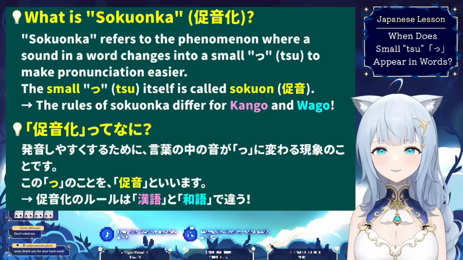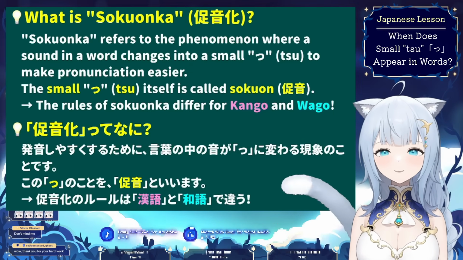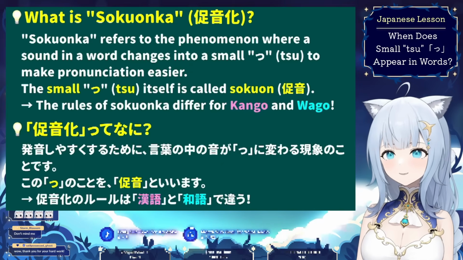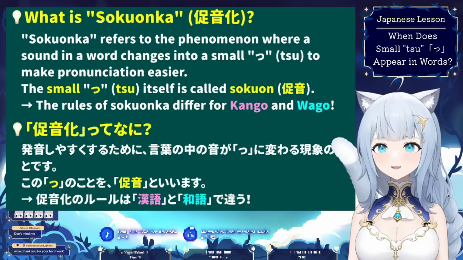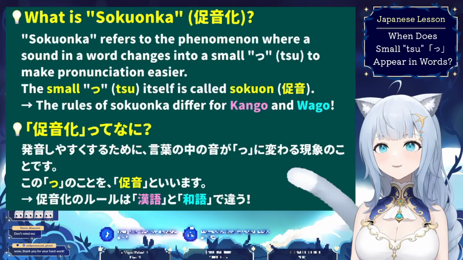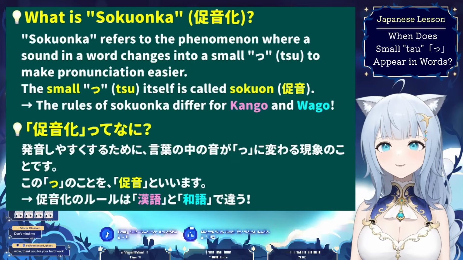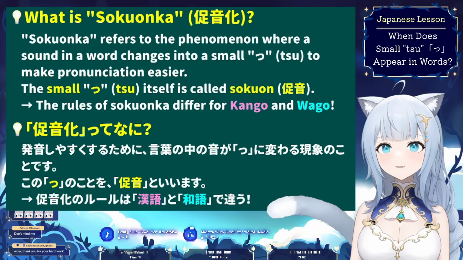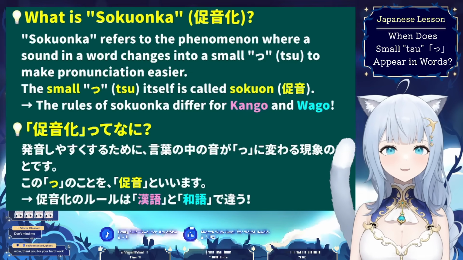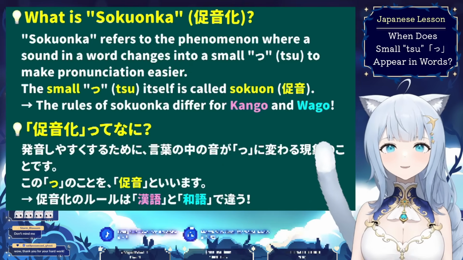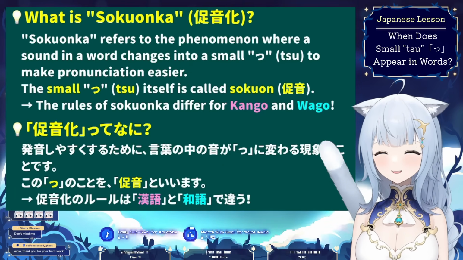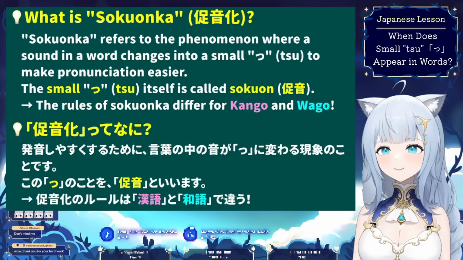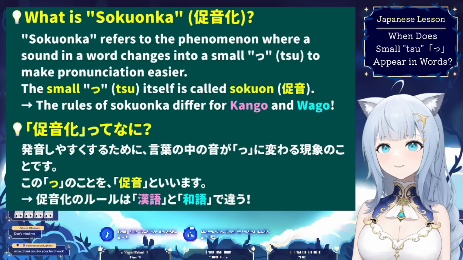First, what is sokuonka? Today's topic is this. Sokuonka refers to the phenomenon where a sound in a word changes into a small tsu to make pronunciation easier. The small tsu itself is called sokuon. When I express small tsu, I always say this is the small tsu, because it's easy to understand for you guys. But small tsu has a name, and this name is sokuon.